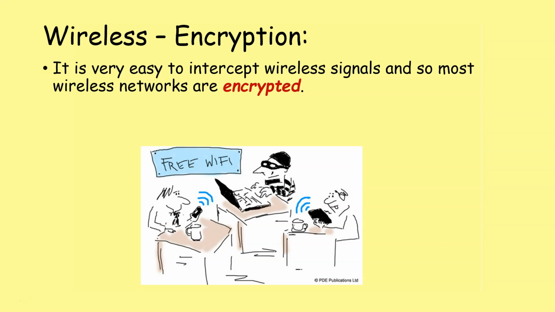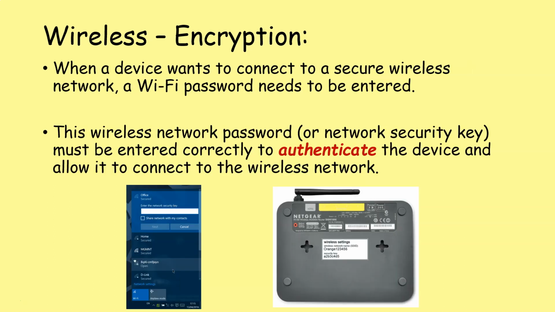Remember, it is very easy to intercept wireless signals, and so most wireless networks are encrypted. So when a device needs to connect to a secure wireless network, you need to enter a Wi-Fi password. We're used to doing this in our house or when we visit friends, etc., when you go to school or go to university. Now, the wireless network password or network security key must be entered correctly to authenticate the device. So it knows you are who you say you are and you're allowed to access the network, and that allows you to connect to the wireless network and start sending and receiving data.